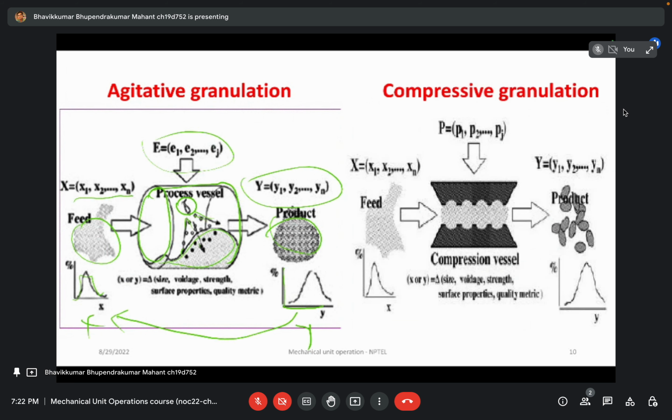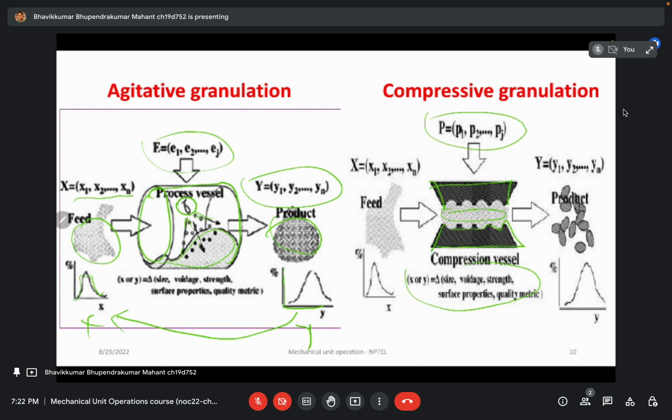In compressive granulation, we are using two different sections in which all our solid particles will go through the compression forces. Here the same feed distribution is there. Fine particles are provided into the compression vessel. The compression vessel is also a function of size, voidage, strength, and different surface properties.